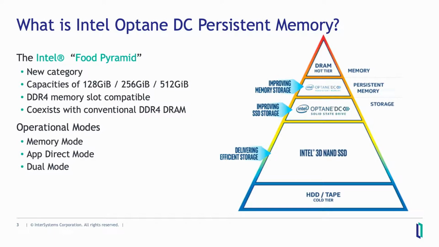Dual mode is a subset of app direct mode, where some of the DCPMM can be configured in memory mode, and then the remaining can be set as app direct mode. In dual mode, applications can take advantage of having massive amounts of RAM and also provide high performance storage or even direct access from API calls without having data actually go across the I/O bus. And we'll get into the benefits of that in a little bit.